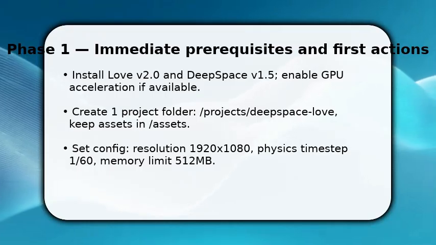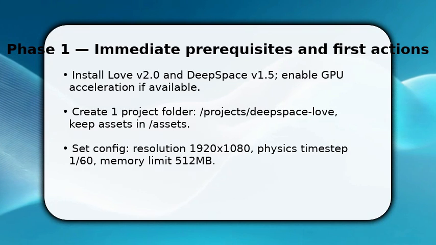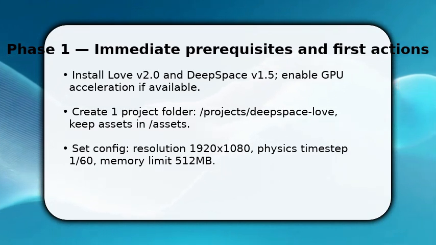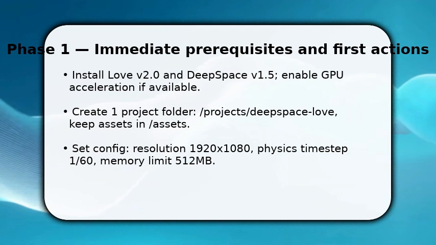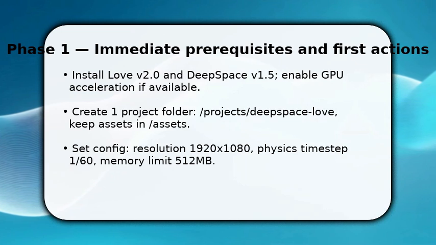You start by confirming prerequisites and taking the first actionable steps now. Install Love 2.0 and Deepspace 1.5, and enable GPU acceleration if your machine supports it. This improves rendering and speed. Then create a single project folder, for example /projects/DeepspaceLove, and organize assets inside /assets so you can iterate quickly.